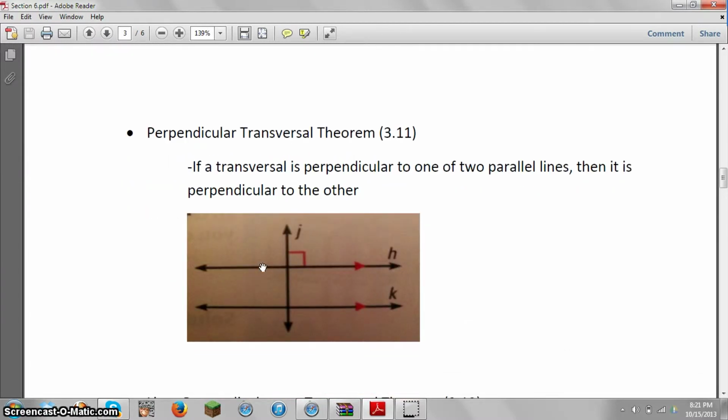The perpendicular transversal theorem, or 3.11, says that if a transversal is perpendicular to one of two parallel lines, then it is perpendicular to the other. Since line J is perpendicular to line H, it is also perpendicular to line K.